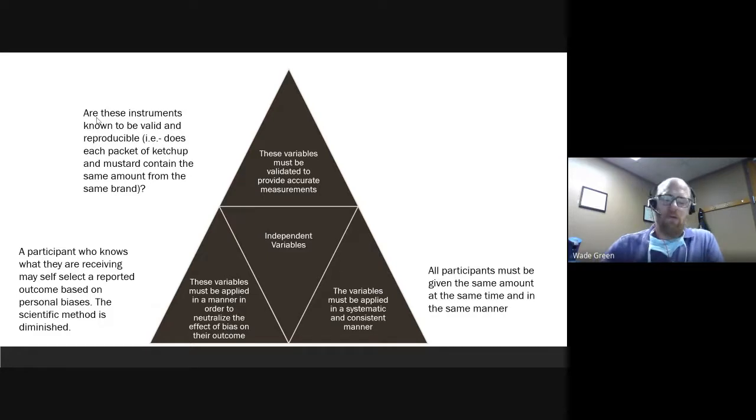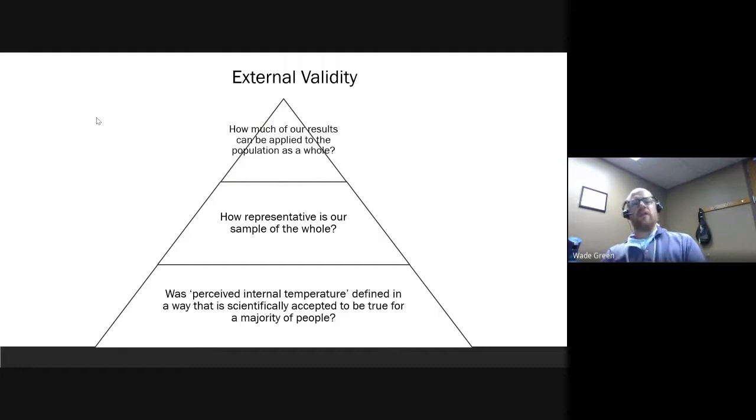So there could be some ethical concerns there, and we'll talk more about that this week too. Okay, external validity. So it's a big deal, right?